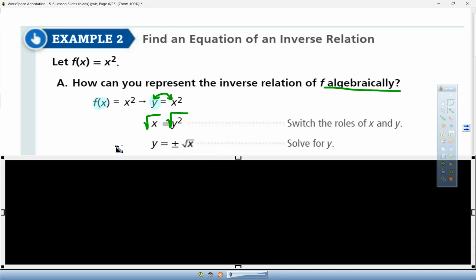But you notice they did not use the f to the -1 of x. And they said, be careful about using that label.